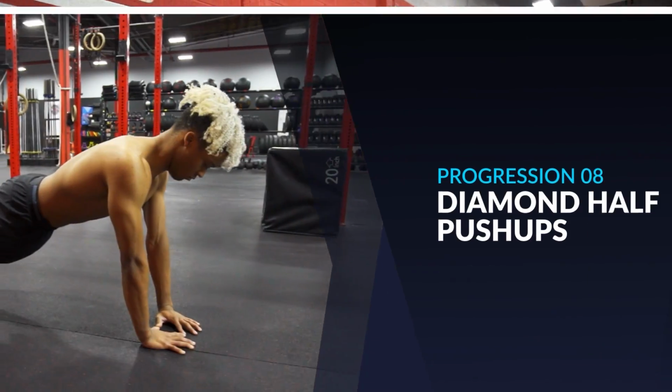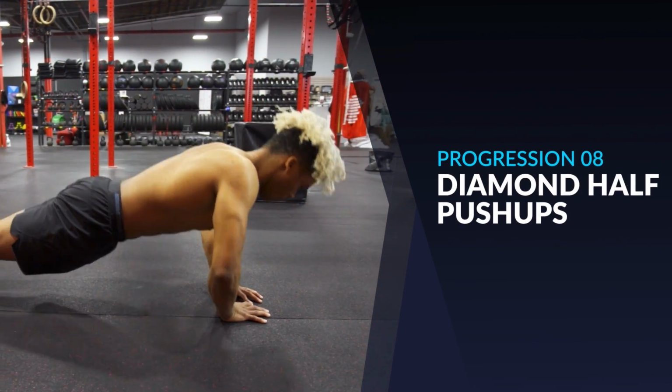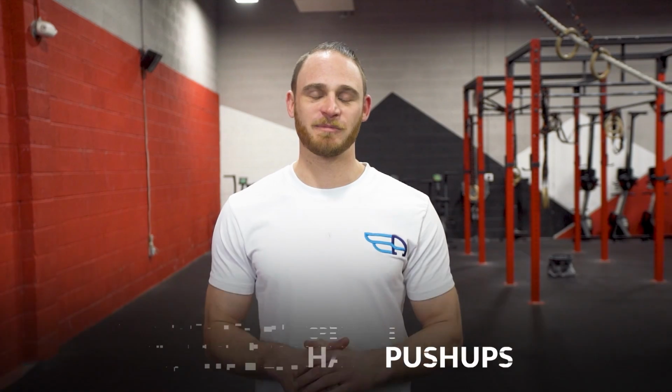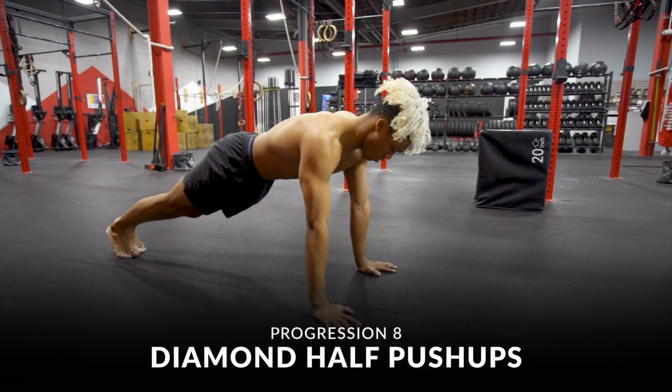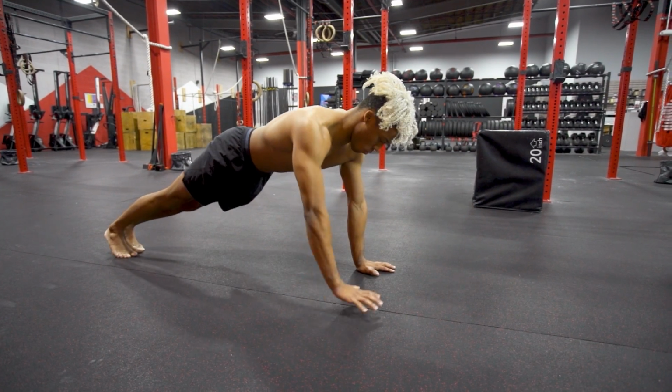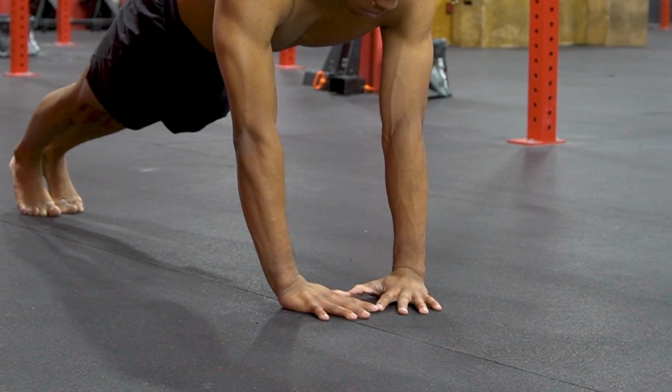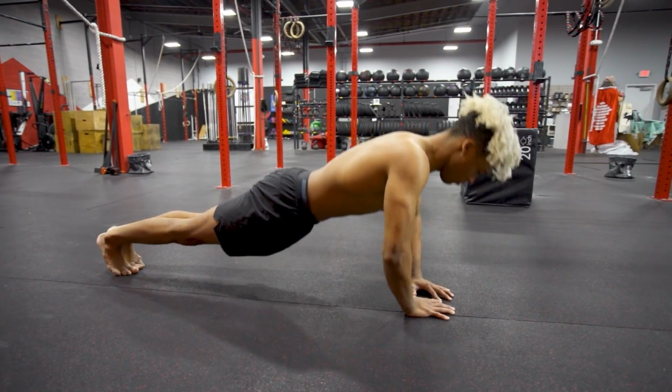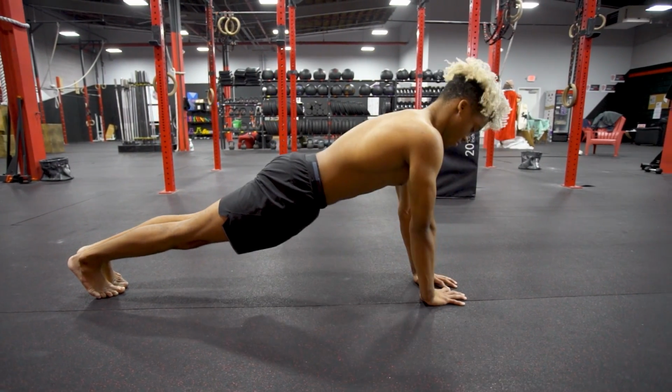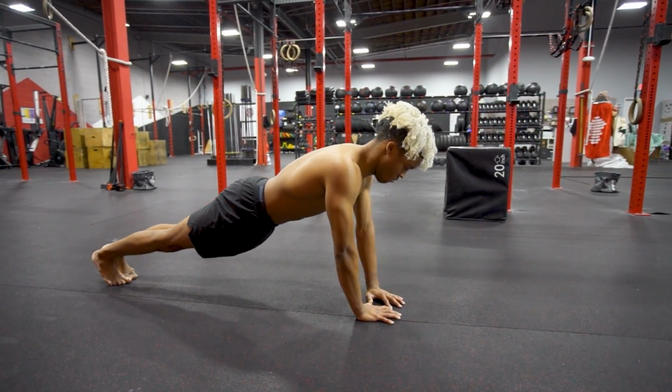The 8th progression will be the diamond half push-up, starting off in a plank position with the index fingers and thumbs touching and only going through half of the range of motion to that 90-degree range and returning back to the top with a lockout.